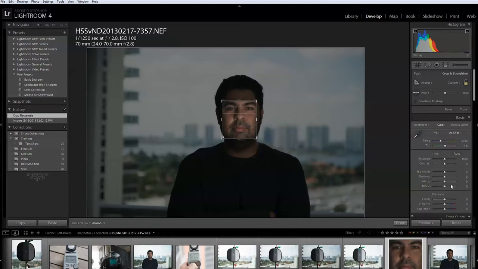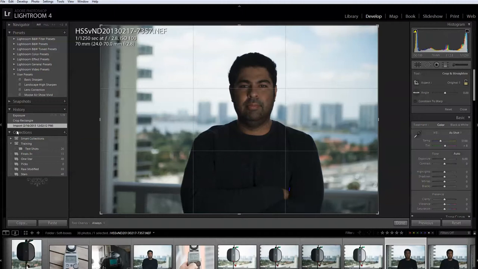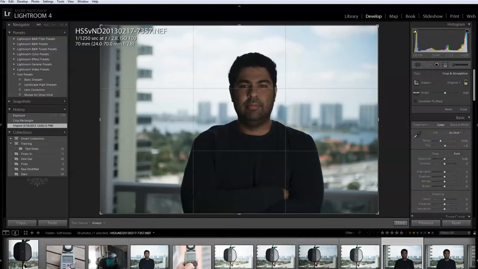I'm doing it this way because this is easier to see. I don't want to get exposure. Okay, so this is exactly the same. It's about a little bit over one stop difference. Okay, so that's what you have to deal with when you're on high-speed sync.